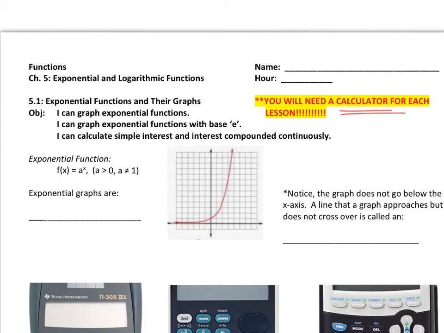Make sure you have one, and down below I'll show you how to navigate and find key buttons on your calculator to help you with this chapter.